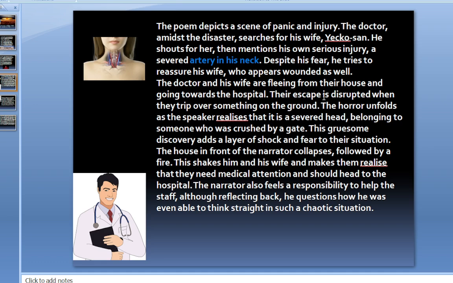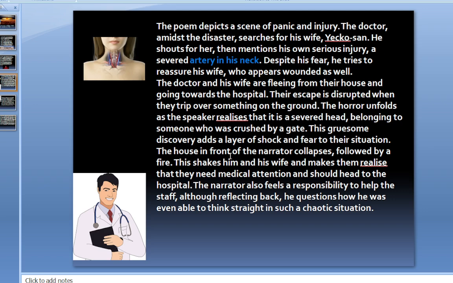Their escape is disrupted when they trip over something on the ground. The horror unfolds as the speaker realizes that it is a severed head belonging to someone who was crushed by a gate. The gruesome discovery adds a layer of shock and fear to their situation.